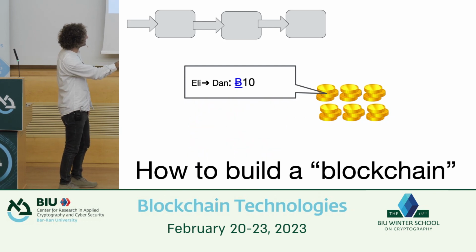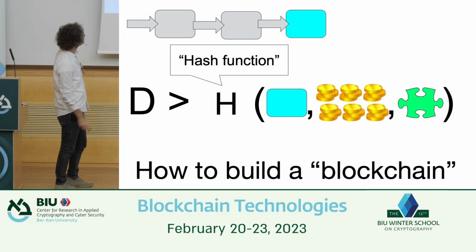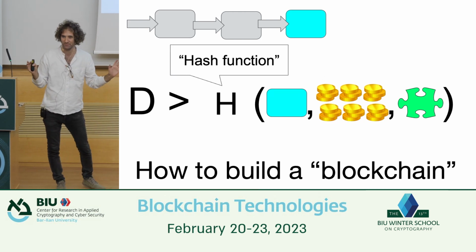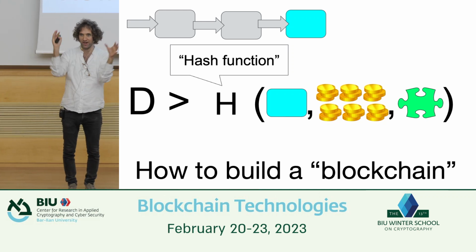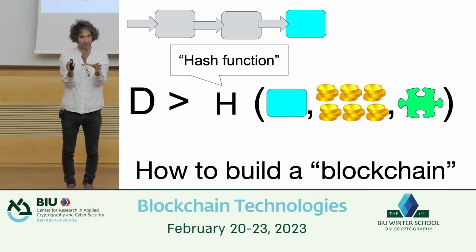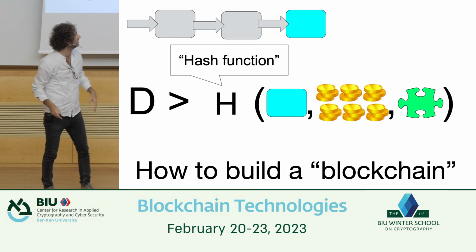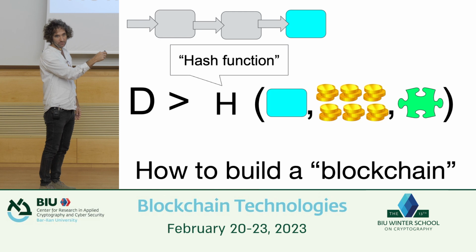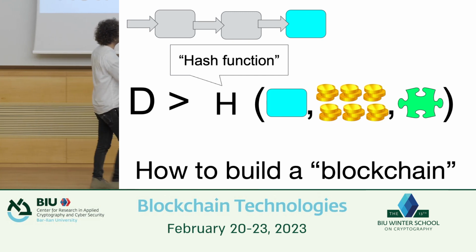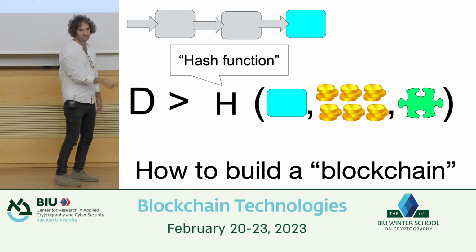Okay, but so we have a bunch of transactions here, and we'd like to add them. This is what the player should do. Okay? All the participants here try to get this new block of transactions confirmed. And they do it by looking at the last block in the chain, putting that into a hash function, together with this new set of transactions, and a random string.